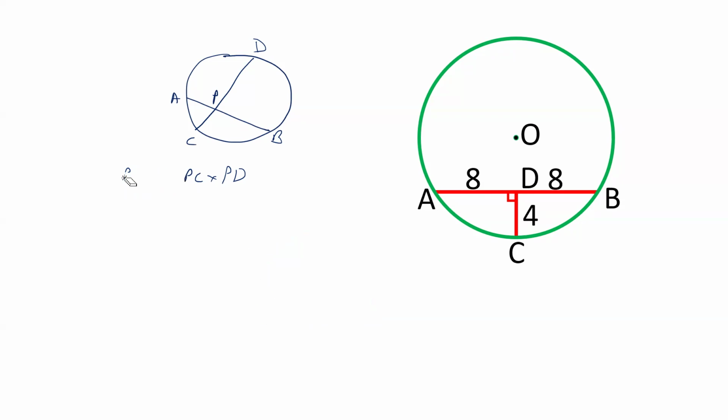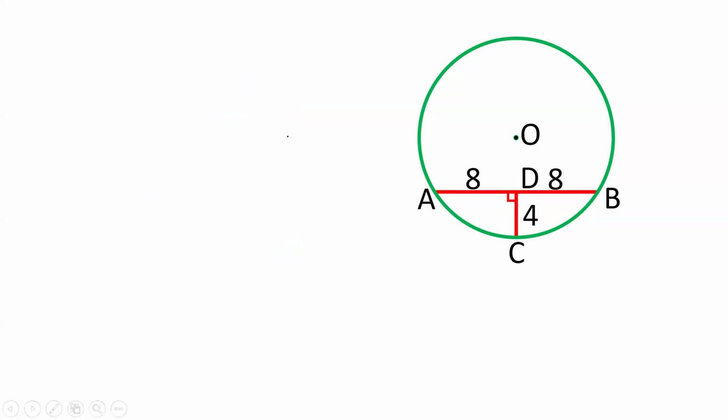Let's start with extending this line CD to E. Now, as I told you, CD is the perpendicular bisector of AB, and therefore it will pass through the center. Center is O. And the property which I told you, that property we'll use here. There are two chords now, AB and CE. So the product of AD and BD will be equal to CD into DE.